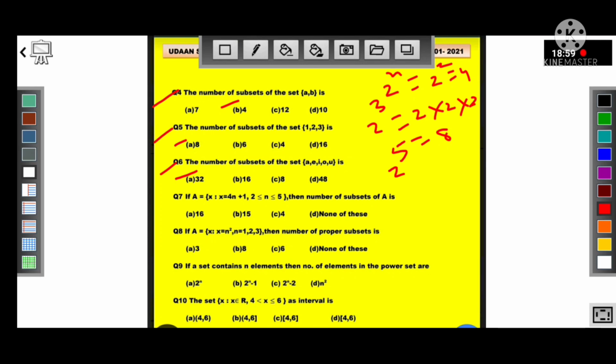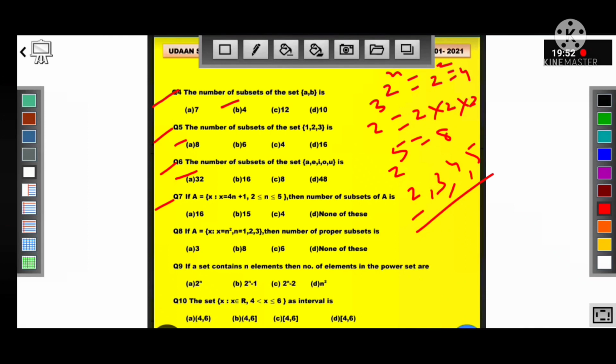Next question. If A is equal to {x such that x = 4n + 1, 1 ≤ n ≤ 5}, then the number of subsets of A is. Now this set contains 4 elements, that is by putting n equal to 2, 3, 4 and 5, we get 4 elements in this set. That is, the number of elements in the power set, 2 raised to the power n, 2 raised to the power 4, is equal to 16. So A is the right option.